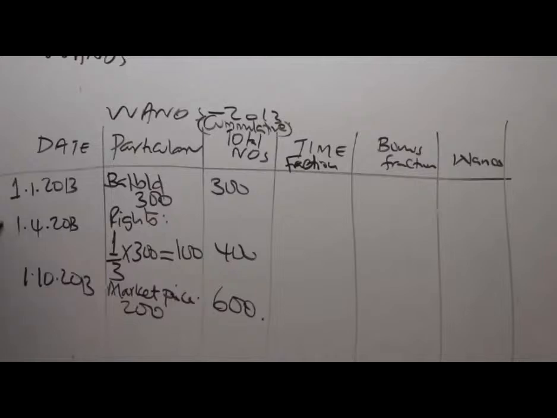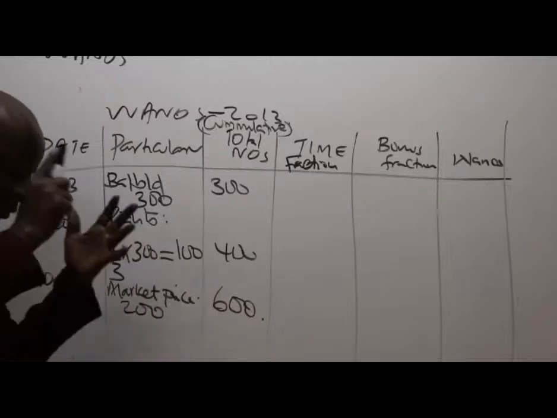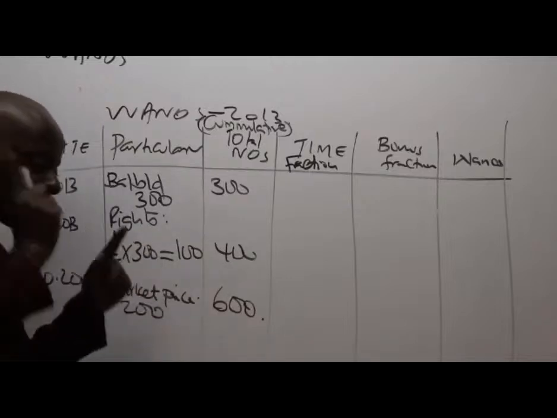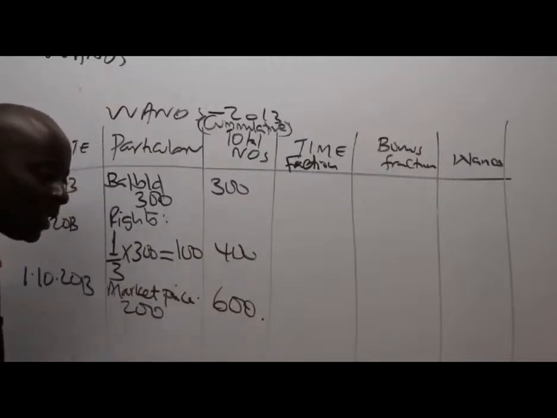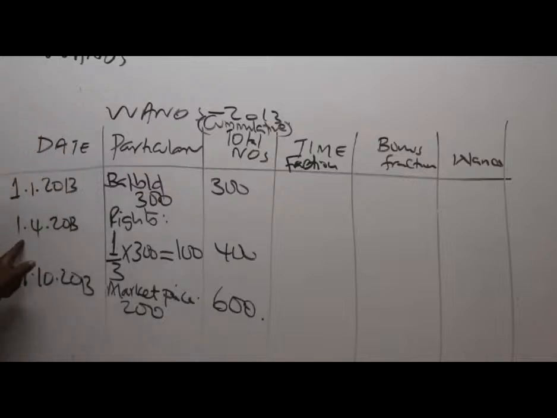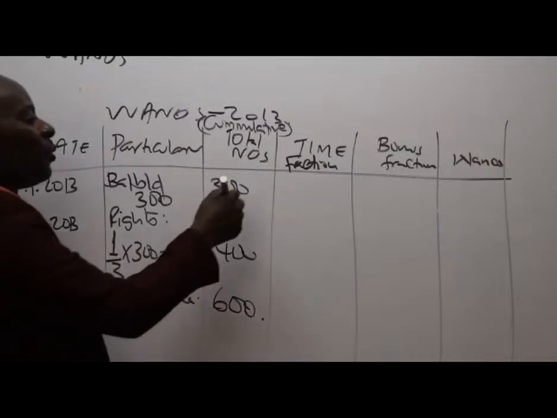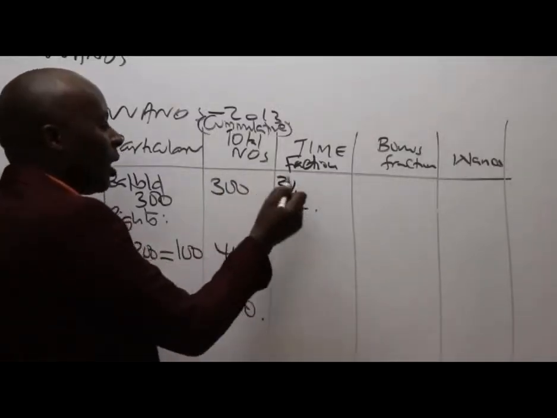How do you count, ladies and gentlemen? How many months do we have between 1st of January and 1st of April? You are counting January, February, March. When I try to touch April, I remember April was just at the beginning. So you're only counting January, February, and March. So 3 months. So then this time fraction will be 3 out of 12.